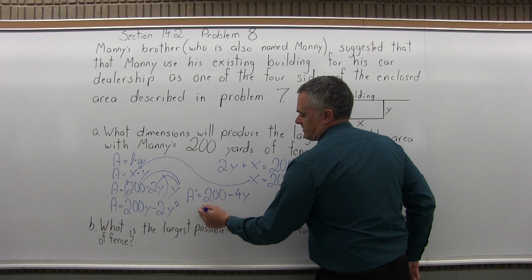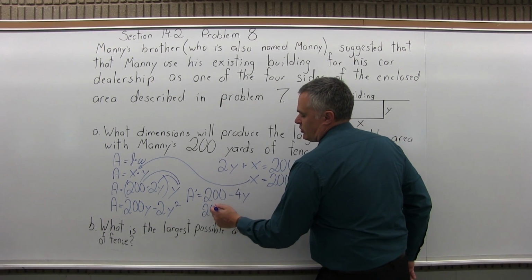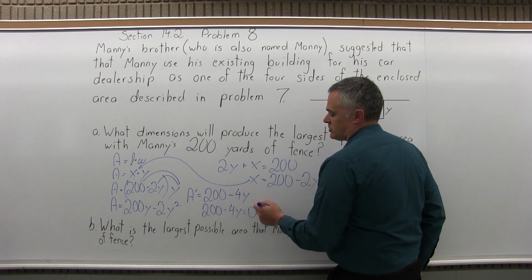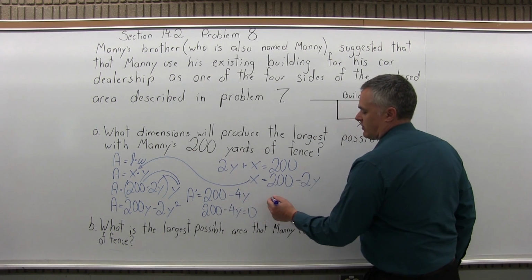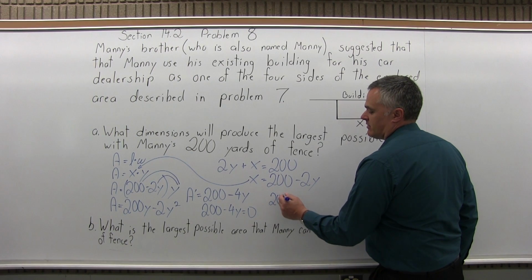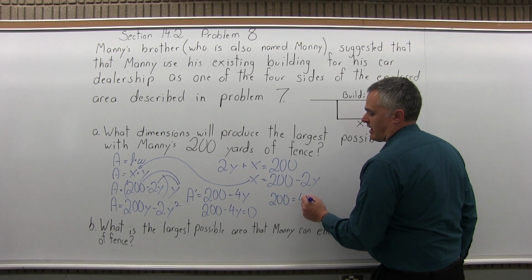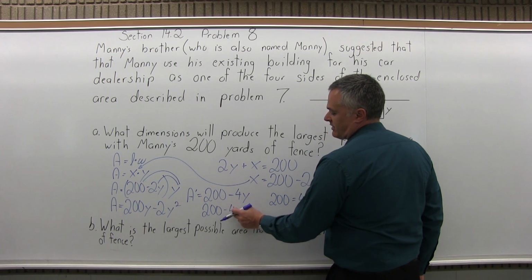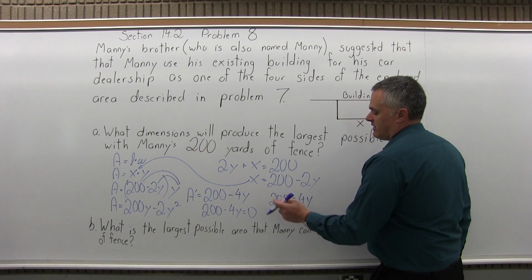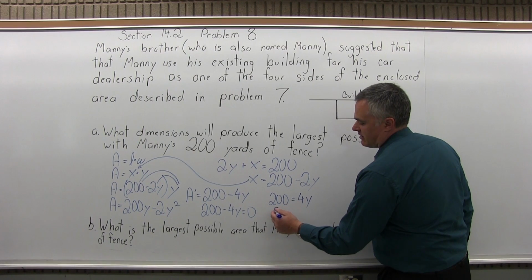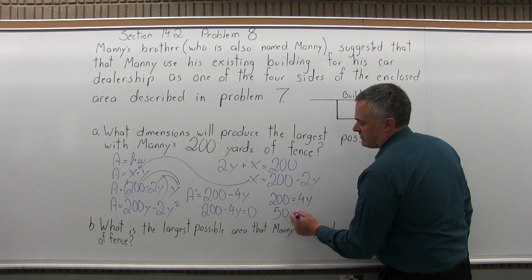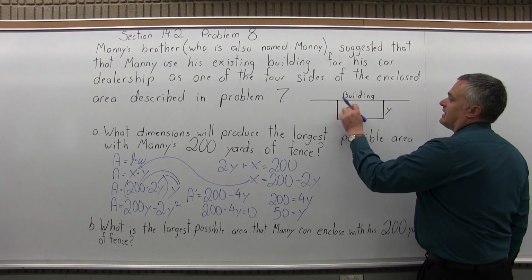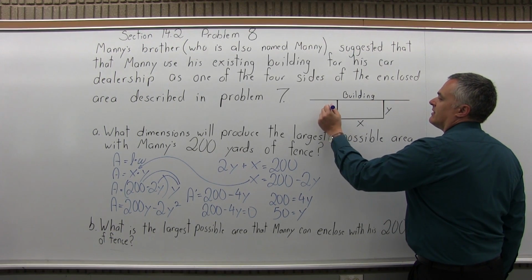Now I set it equal to 0. 200 minus 4y equals 0. Solve that. So bring the 4y over. I'm going to go 200 equals 4y. So the 4y was negative when it was on the left side of the equal sign. When it comes to the right, it becomes positive. Divide out the 4, and you'll get 50 equals y.